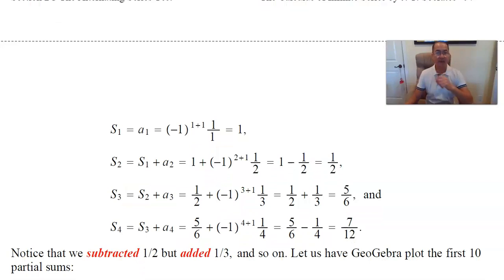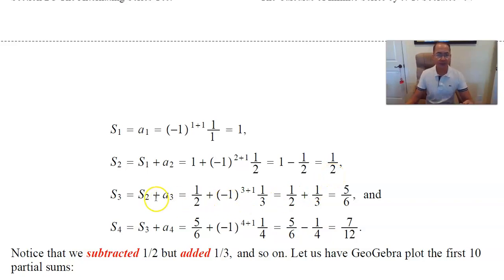All right, so here we go. The first partial sum is just the first term, which, as we said, is 1. And then the next partial sum is S2. We add a2, but that means that we subtract 1/2. So we get 1 minus 1/2, positive 1/2. Okay? So if this were just the plain harmonic series, we would have 1 plus 1/2, or 3 halves. No, this time we only get 1/2.